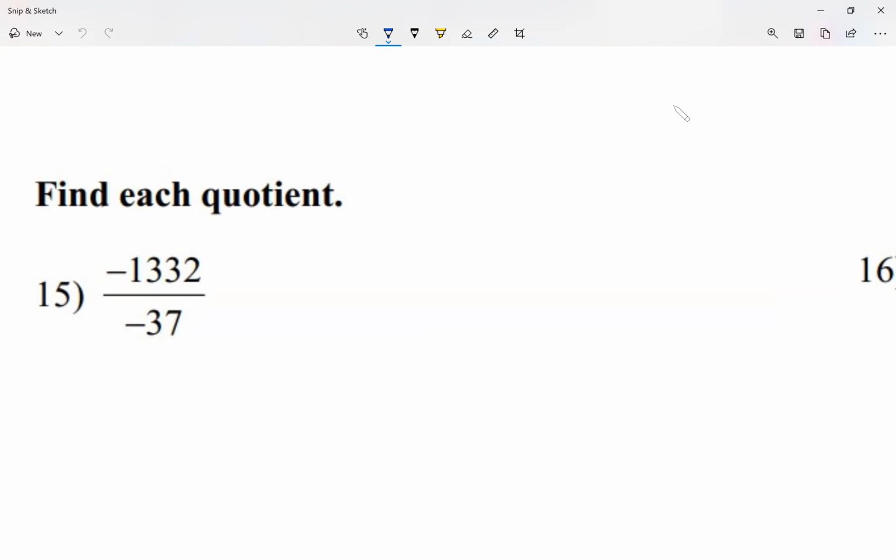Same thing here. For this moment, let me ignore the signs. I know there are negative signs, but for this moment, let me ignore them. I'm going to write 37 divided into 1,332. So I want to know how many times does 37 go into 1,332 without going over? I want to get as close as possible, but without going over.